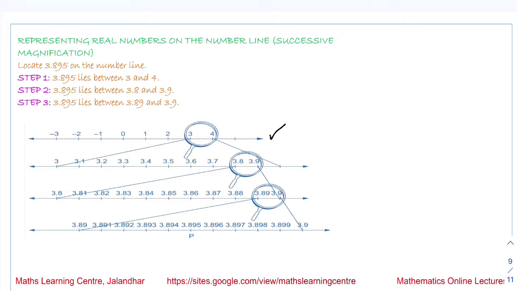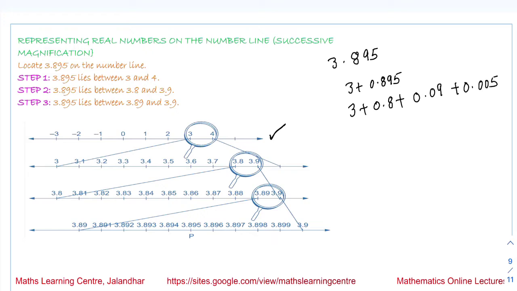First thing we know about this point is, we are talking about the point 3.895. It means it is 3 plus 0.895. Further, I can write it like 3 plus 0.8 plus 0.09 plus 0.005. So first thing I am going to do is locate 3. We have located the point 3 on the number line.